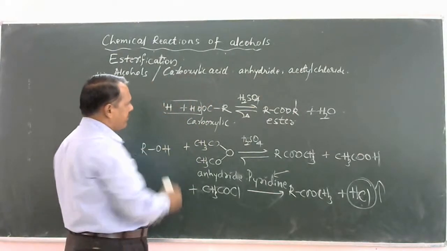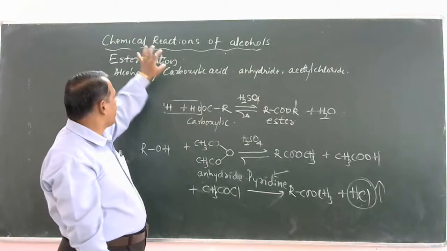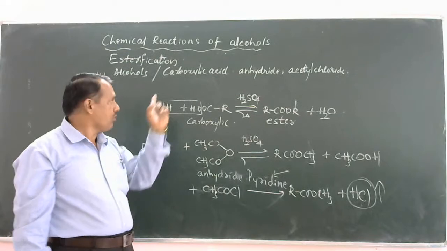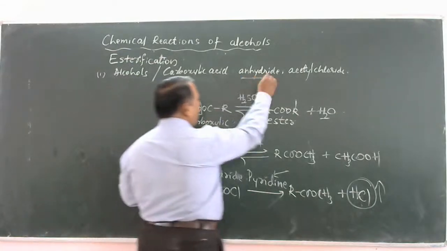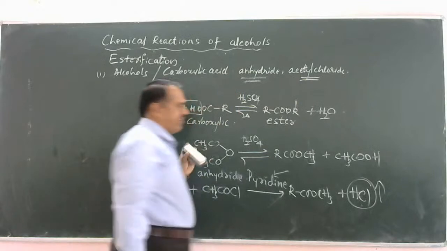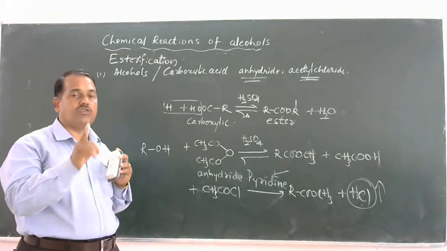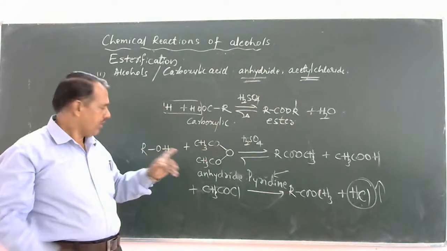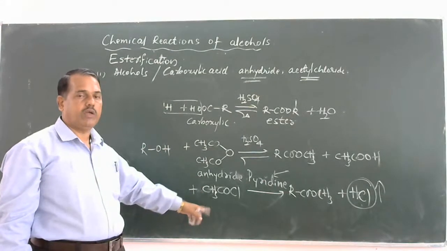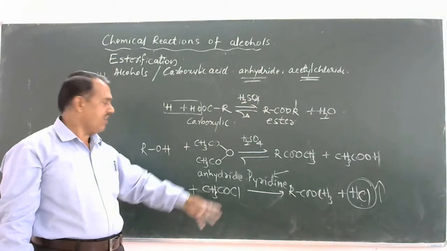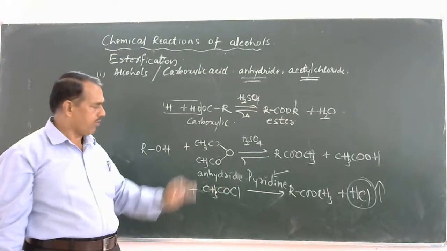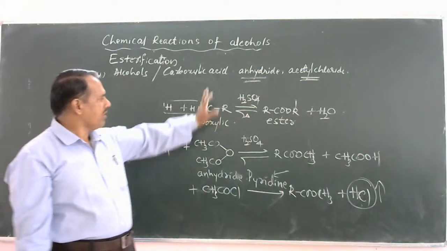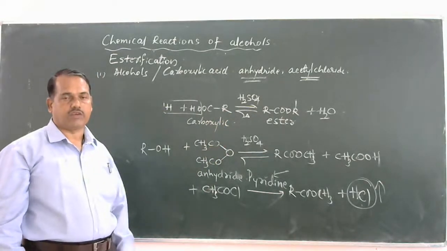See, shall I write? I will repeat again. In esterification, according to your syllabus, esterification is not only with carboxylic acid, it is also with anhydride as well as acetyl chloride. One more question you may get in CET or any competitive exam. When alcohol reacts with acetyl chloride, the base pyridine is used. Give reason, why? To absorb the acid. That's all.